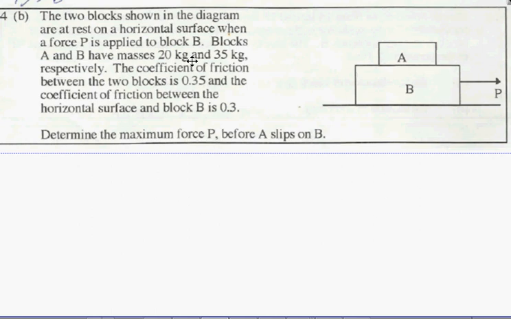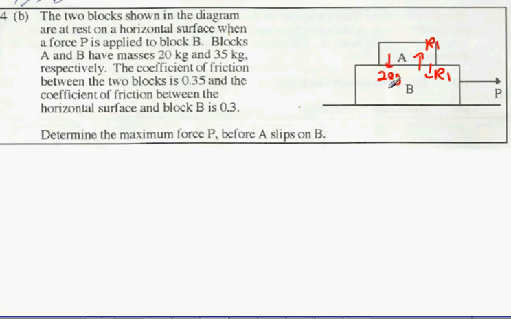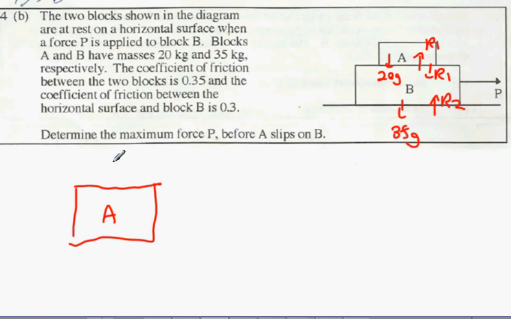Okay, so what we're going to do here is A is getting supported by R1, B in turn is feeling the force R1 down. A is 20G going down, B is 35G going directly down, and it experiences a force R2 supporting it. If we draw them individually, A has R1 going up and 20G downwards.